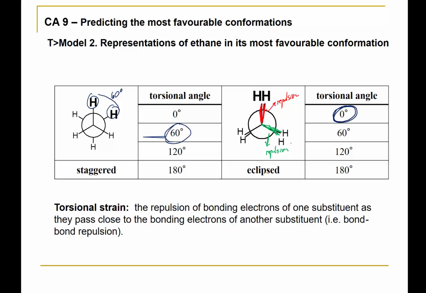The staggered conformation represents a situation where we would say there is 0 torsional strain, because the bonding electrons of the carbon-hydrogen bond in the front carbon right here are skewed or away from the bonding electrons between the carbon and the hydrogen on the back carbon. They're maximally distanced from one another. So therefore we would say zero torsional strain.